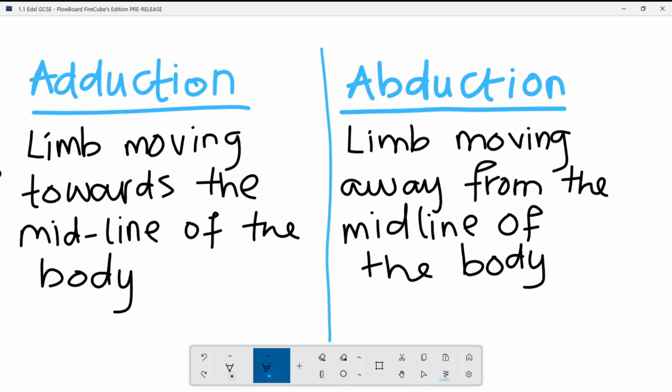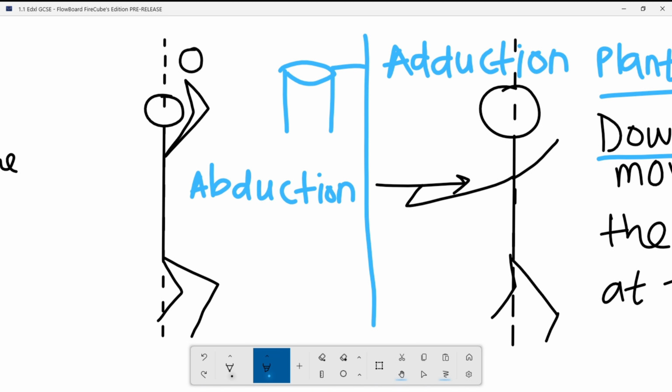Now, a little trick to remember which is which: when you see add, just remember you're adding that limb towards the midline of the body. Meanwhile, when you see abduct, it's almost like someone is getting kidnapped or abducted. They're being taken away, so your limbs are being taken away from the midline of the body. Okay, so these are two examples of abduction and adduction.